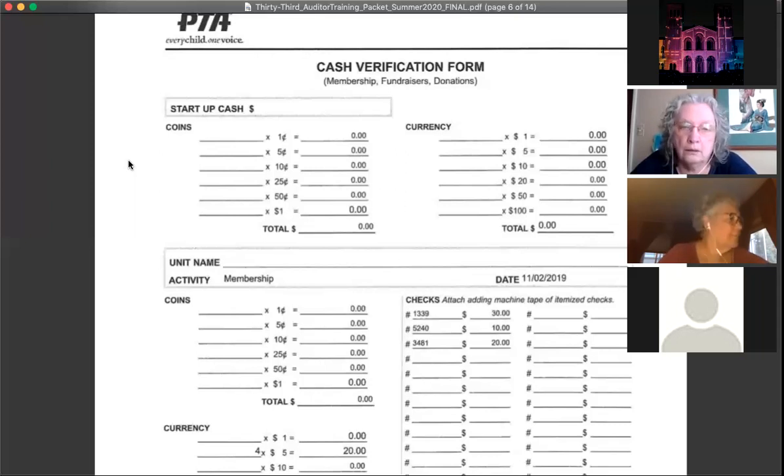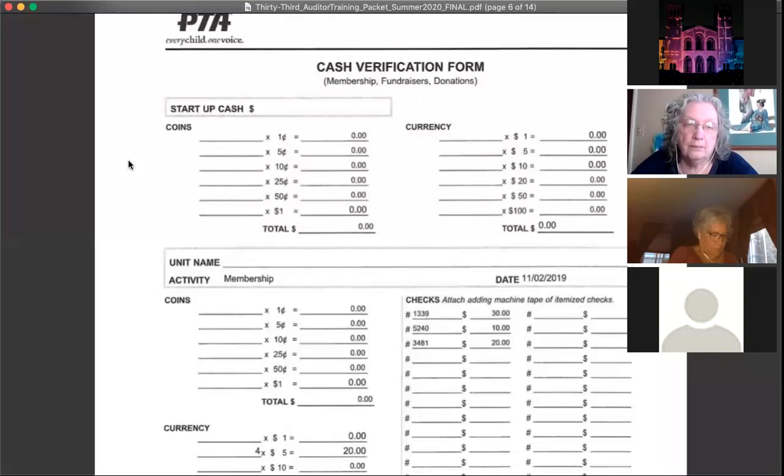So the cash verification form. This is an older form. There's a new one that was put in the toolkit in June. I kind of like this, and this is the form you're going to be looking at when auditing, as far as receiving cash and checks in person and counting with two people.